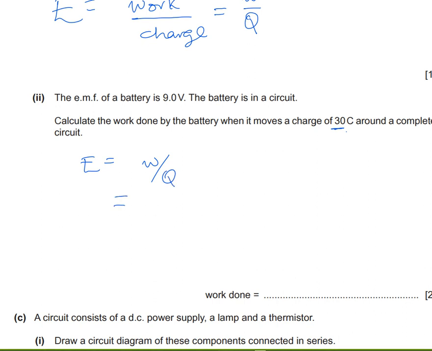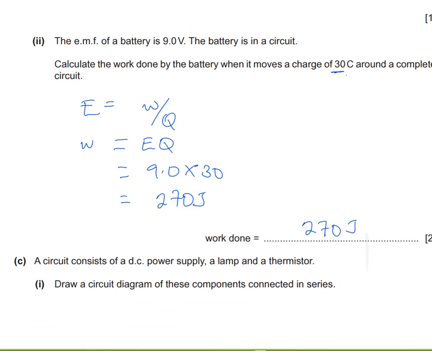We have the charge, we have the EMF, we are looking for the work done. So of course work done is equal to EMF times charge. So we have the EMF, which is 9.0, we have the charge, which is 30, and should be able to get the work done as 270 joules. So this is 270 joules.